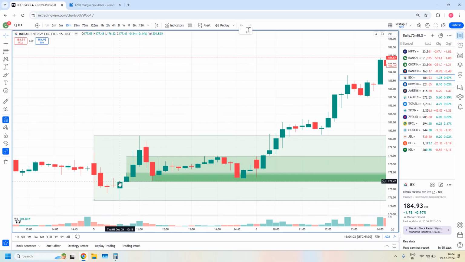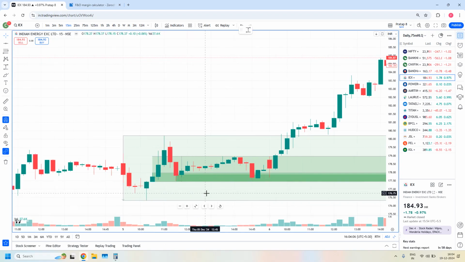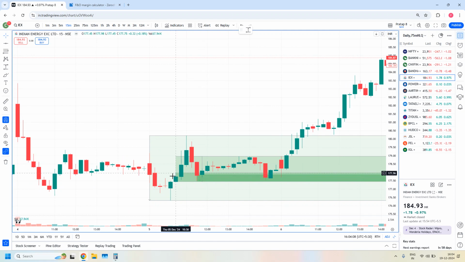This is a rally candle. This is the base candle. This is the rally candle. This is the 75. Inside 75: rally, base, rally. So I have drawn the 15 minute zone. This is the 15 minute zone. Inside the 15, here we have a fine-tuned 5 minute zone. Let me show you that.